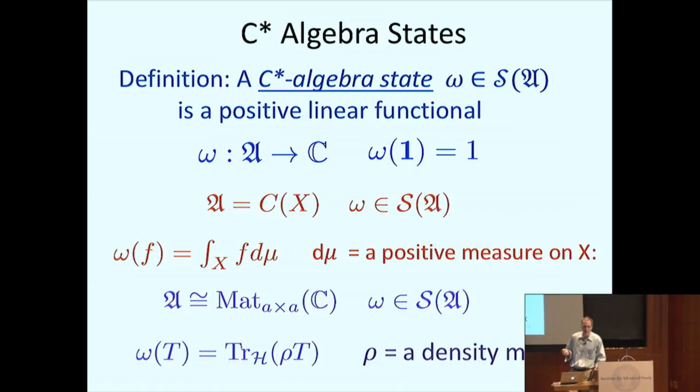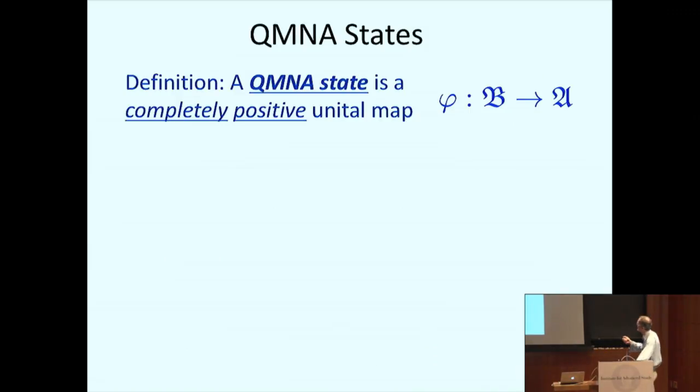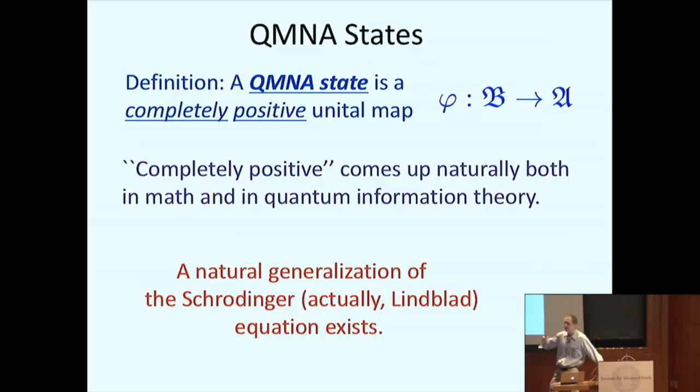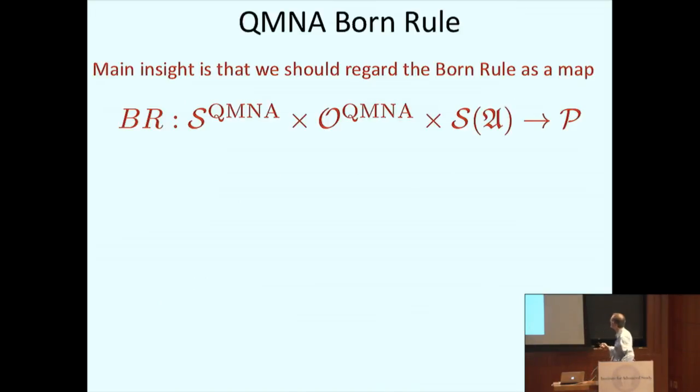So after wandering in a dark wood for a long time, I finally decided that a good definition of a QMNA state is a completely positive unital map phi from B to A. Now, I don't have time to explain what completely positive means. I'll just say that it's a natural condition that comes up both in math and in quantum information theory. And at this point, you can go on and start talking about dynamics. There's a natural generalization of the Schrödinger equation, actually of the Lindblad equation. But as the Schilling shocker says, we anticipate, before we talk about dynamics, we should finish our discussion of kinematics, namely, what is the Born rule?